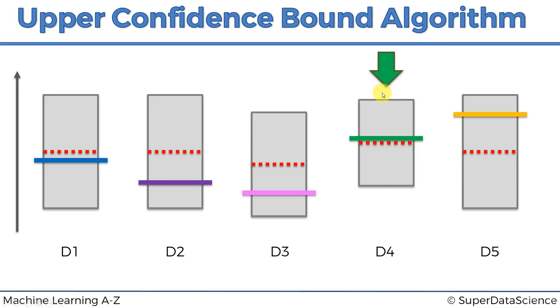And now, as you can see, it's no longer the top machine because even though it went up, the confidence bounds went down. So now we're going to look for the next highest confidence bound. It can be any one of these three machines, and we'll just look at any one randomly for now.